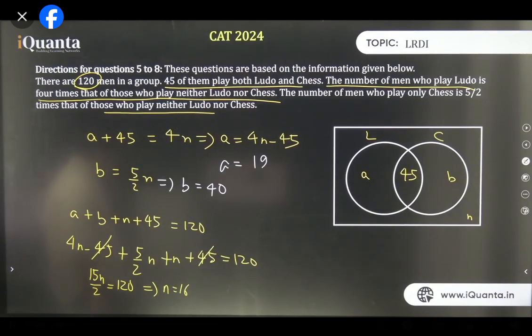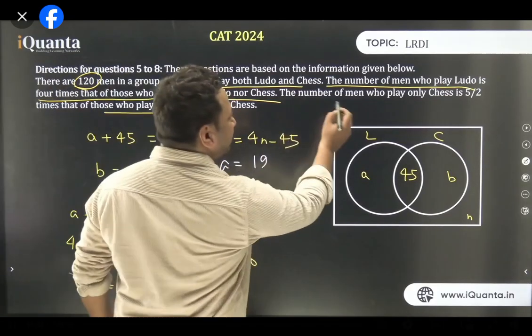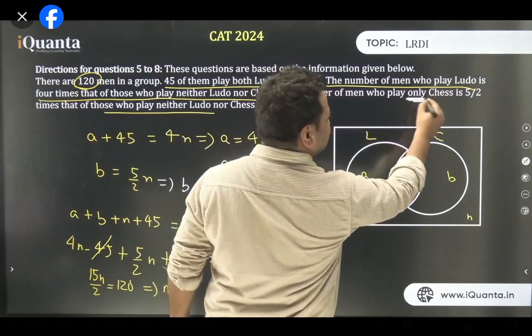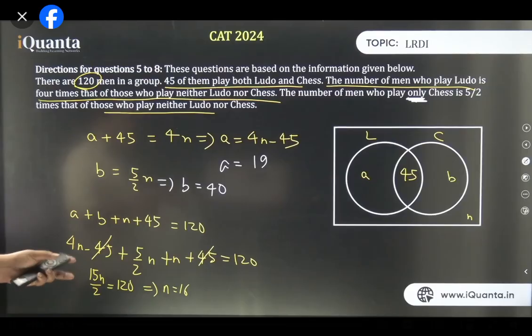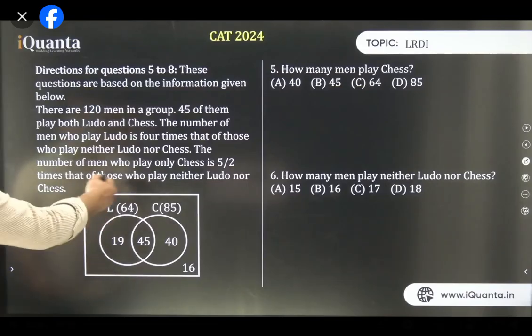In Sheila, I think I have told it thrice, but chalo, you are asking, I'm telling it 4 times because it's given in the question. The number of men who play only is the keyword, only chess. What is meant when I say only? If you will consider people who are playing only chess but not chess and Ludo both. Okay. Now you have all the data over here.